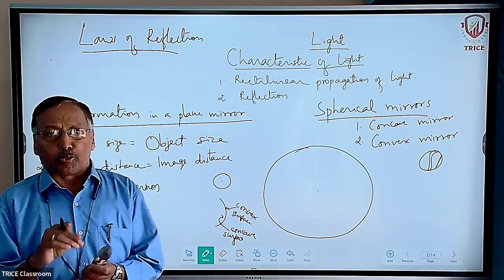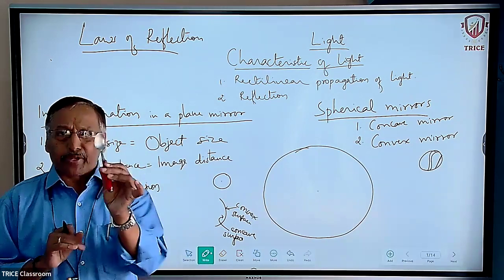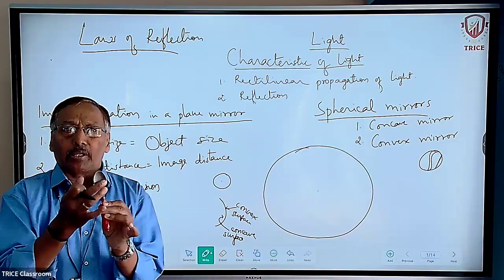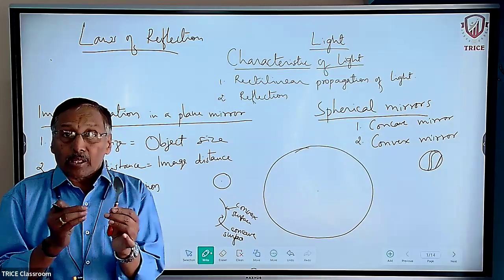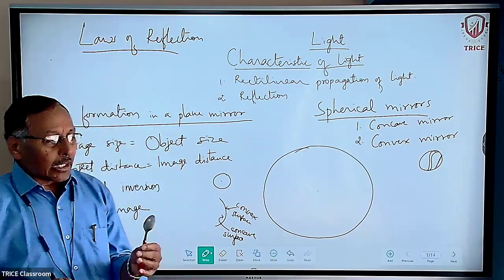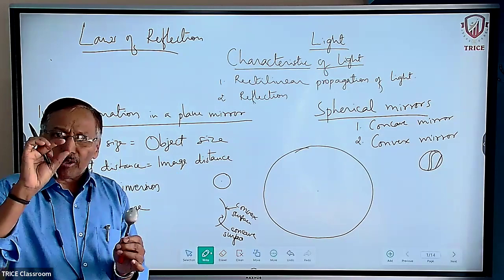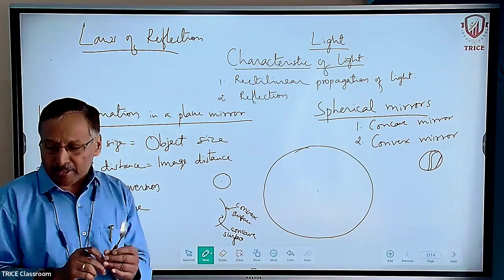If you see in a new spoon, which has a shiny surface, and you see your face on this side of the spoon, your face appears to be stretched. If you see your face on this surface, your face appears small, diminished, right?